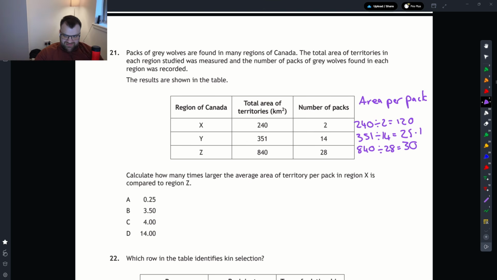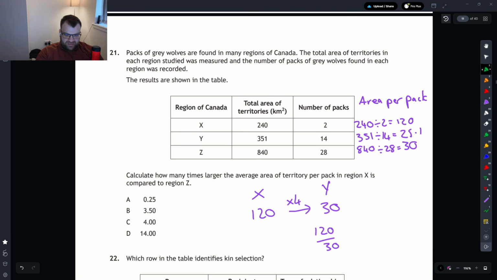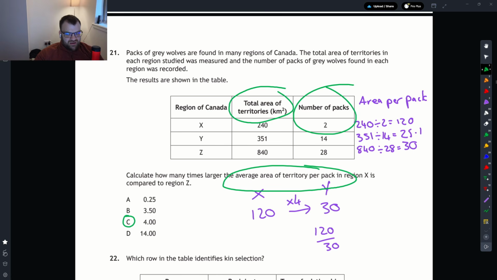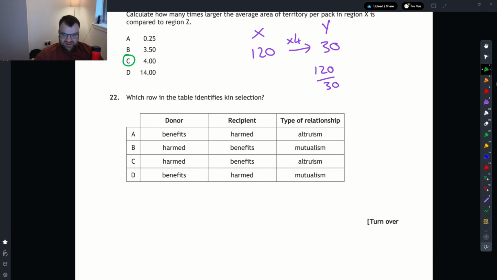How many times larger? Okay, so X is 120 compared to Y, which is 30. Well, that is a times 4. If you can't see what the connection is, you could do 120 over 30, which gives you 4 times bigger. C is the correct answer there. So a couple of things to watch out for. The units here are not either of the columns. It's a combination, using both of them. So we have to do the area per pack and then do the comparison, which is a bit sneaky.